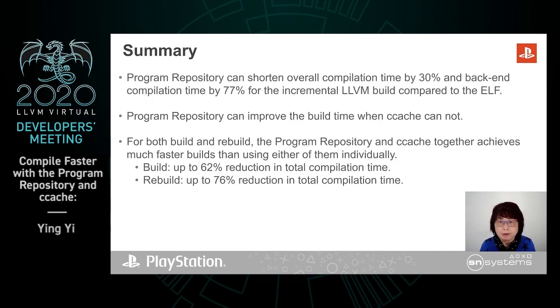In summary, the program repository can improve the build time when Ccache cannot. For build, up to 62% reduction compared to the ELF. For rebuild, up to 76% reduction.